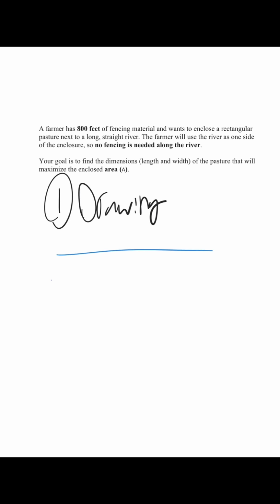Okay, so step number 1, drawing. If we draw this out, we have the river, and then alongside the river, the pasture. And we can say that this side and this side are length x, this side is length y.